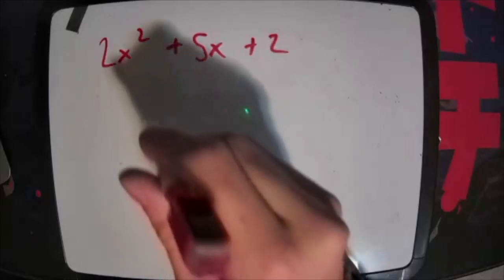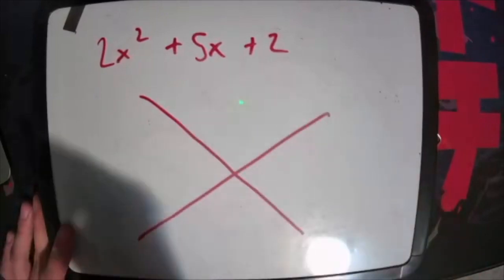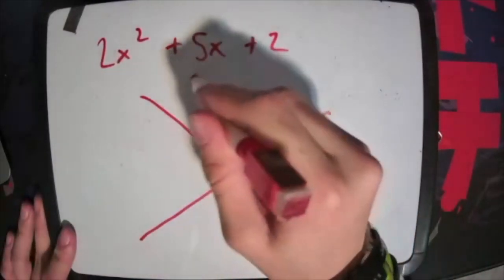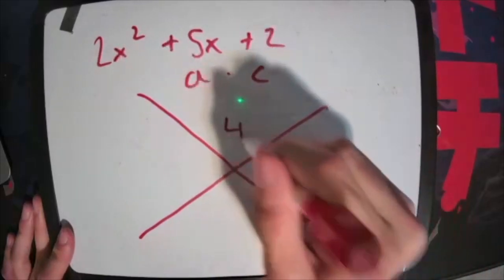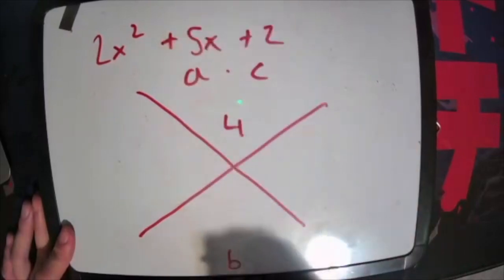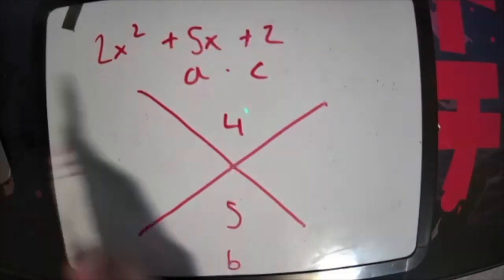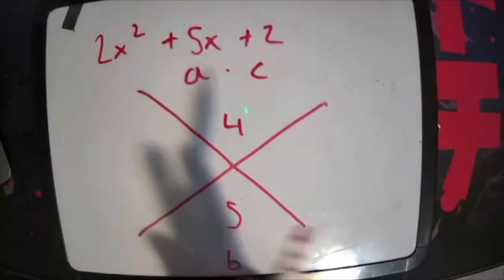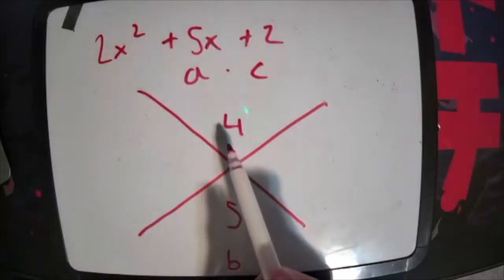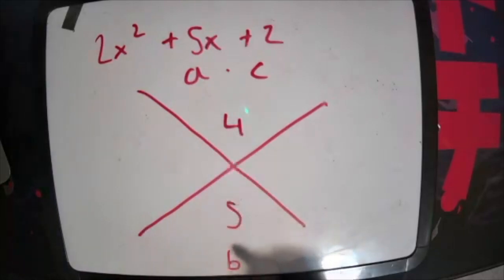Very simply, you need to draw an x. The top quadrant of the x will be equal to a times c, in this case 2 times 2, which is 4. And the bottom quadrant will be b, and in this case it will just be 5. So we need to find a pair of numbers that will multiply to 4 and add up to 5.